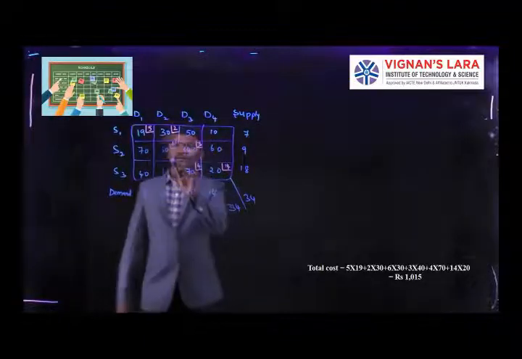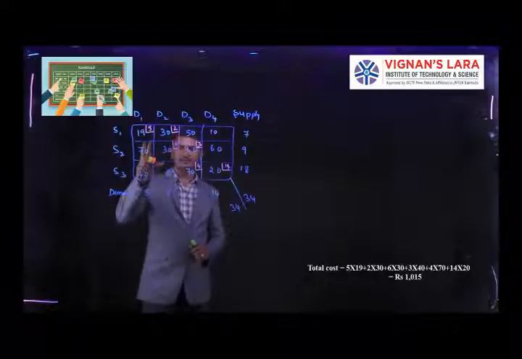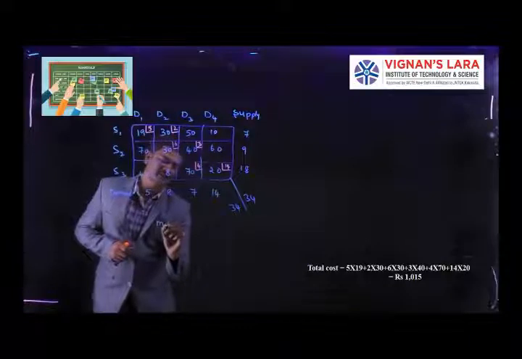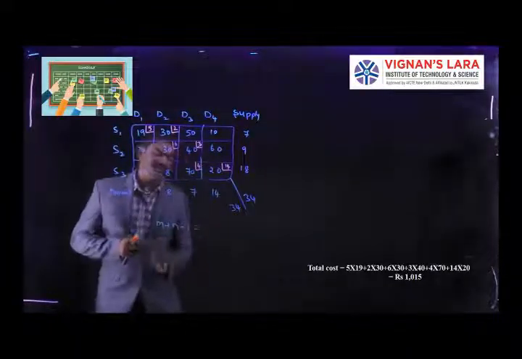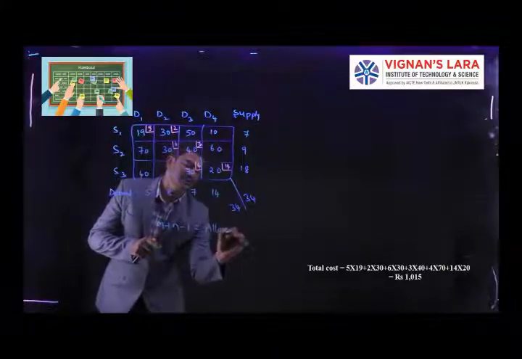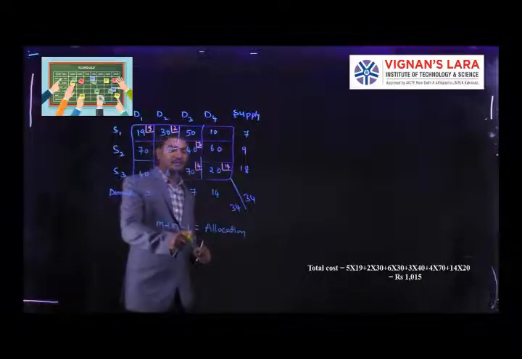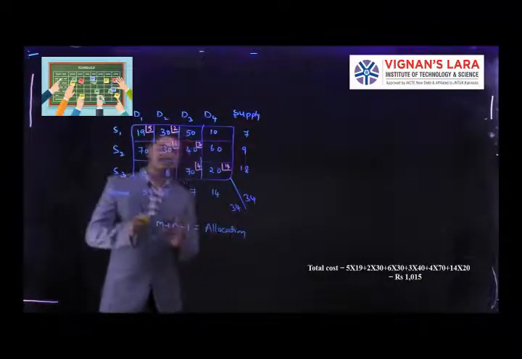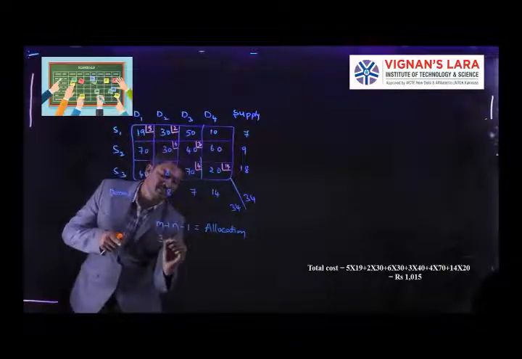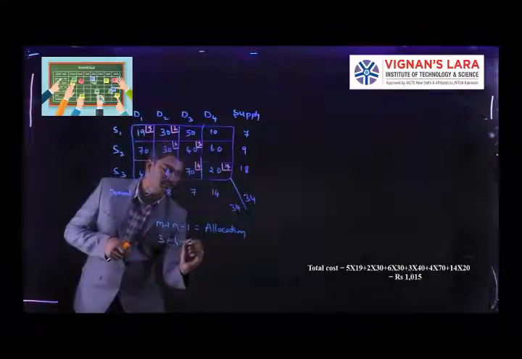Here we are going to cross check the allocations by the supply and demand, whether it is satisfied or not after allocating. Here first we have to check the equation m plus n minus 1 is equal to allocations. Here m is the number of rows and n is the number of columns, and we are subtracting 1, finally we get the allocations. Coming to our problem, how many rows are there? M means 1, 2, 3 rows are there. Next, how many columns are there? 1, 2, 3, 4. 4 is there. Total 3 plus 4 minus 1 is equal to 6.